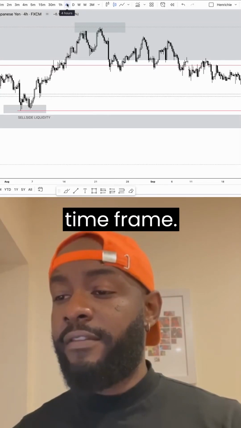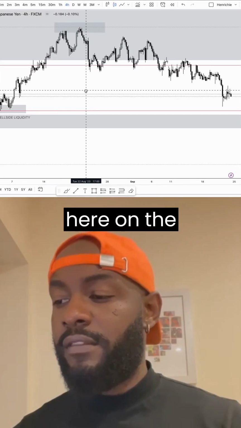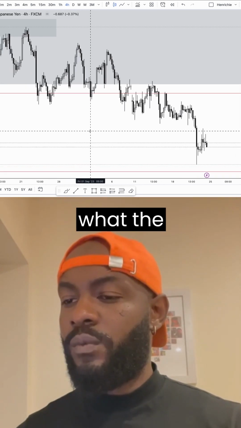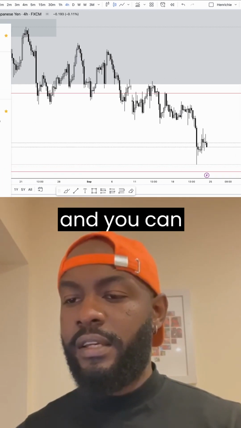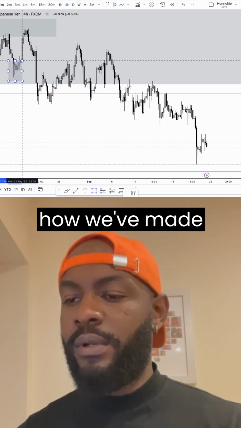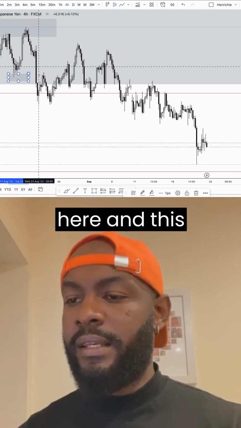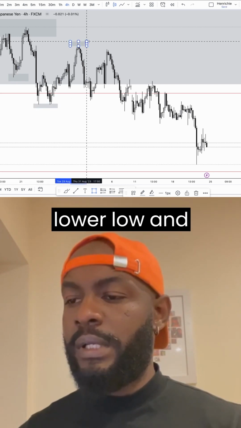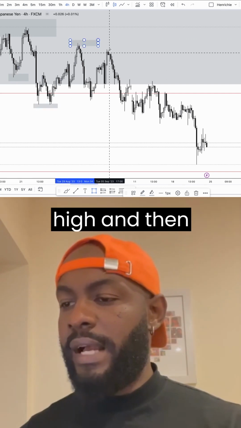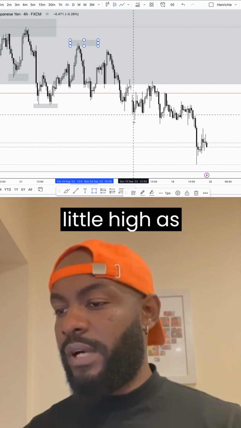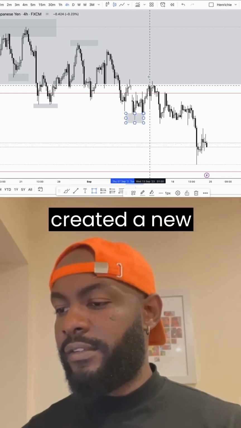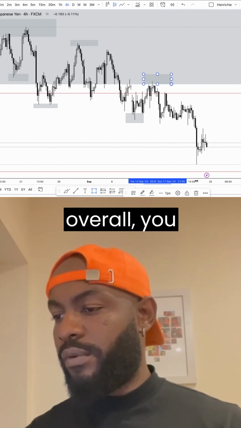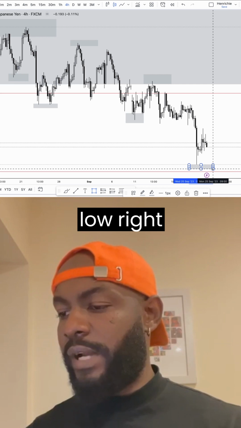Currently on the 4-hour time frame. You can see that right here on the 4-hour time frame, and we're going to walk through what the market has done so far. You can see clearly how we've made this low right here and this high, and then we went lower, creating the lower low, and then right here the lower high, and then created this lower high as well, came down here, created a new lower low and a lower high, and overall you can see we've created this low right here.